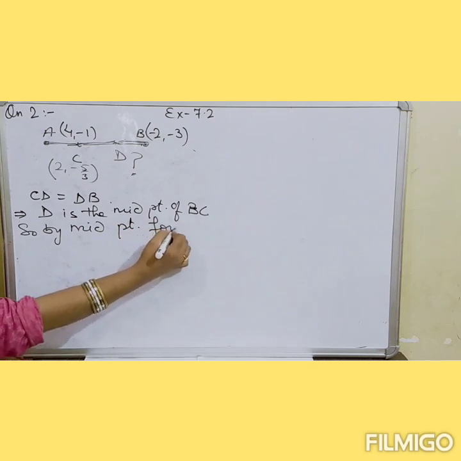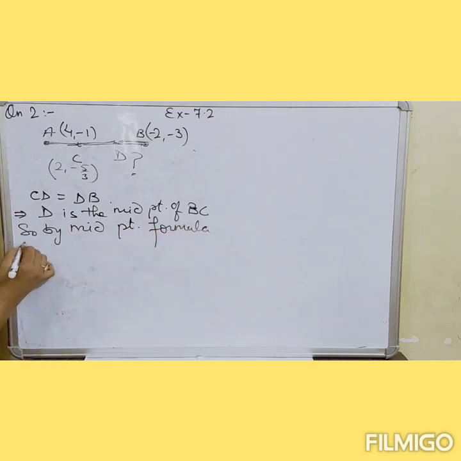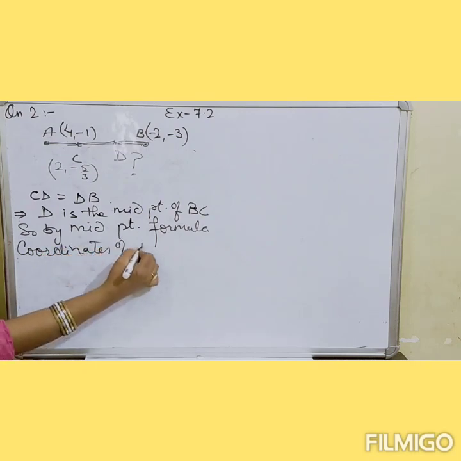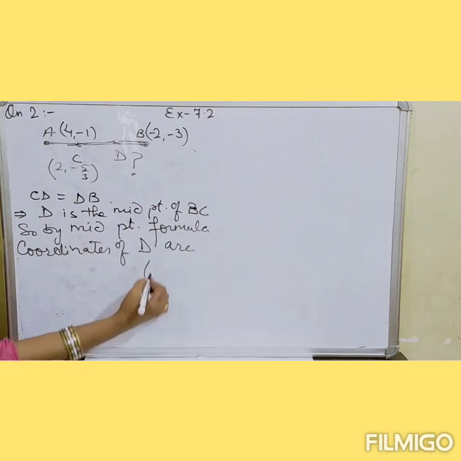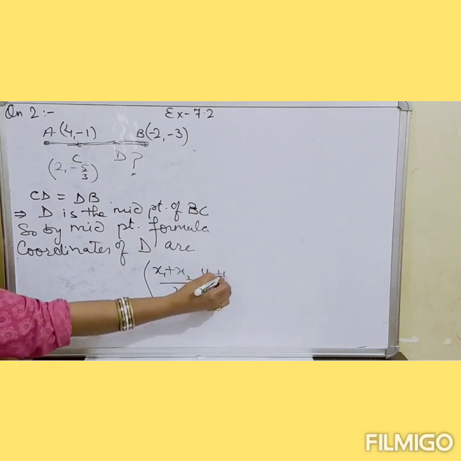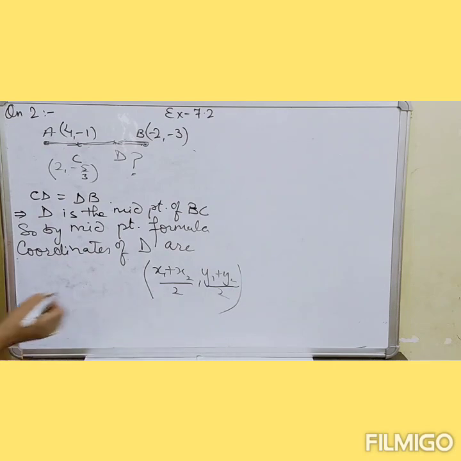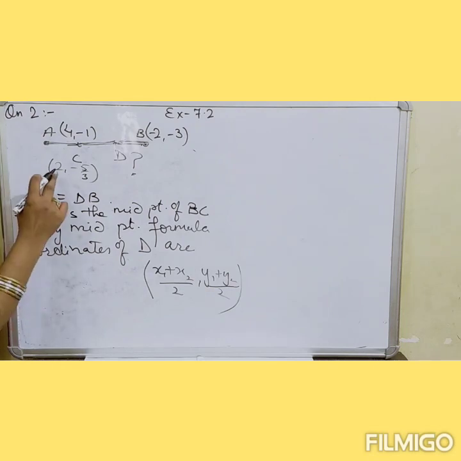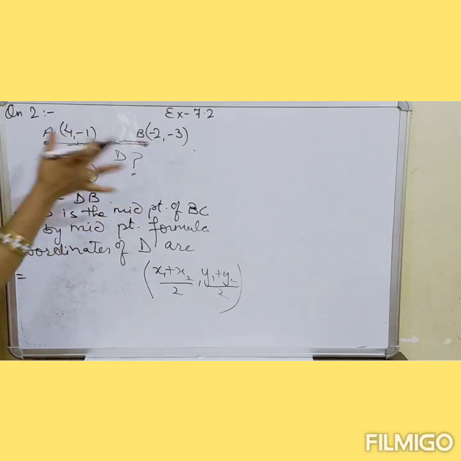And if D is the midpoint of BC, then by the midpoint formula, the coordinates of D are (x1 + x2)/2, (y1 + y2)/2. So this is the formula. Apply this formula for getting the value of D. So D will be, if this is x1, this is x2, y1, y2 for the present condition.